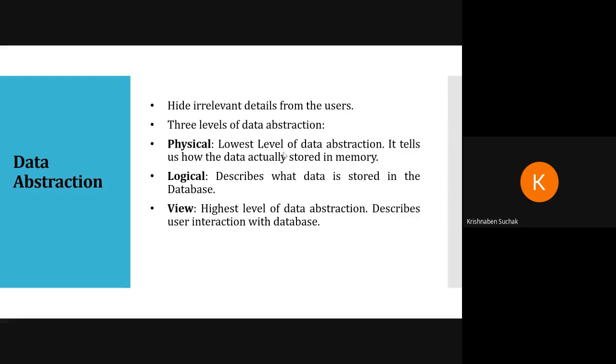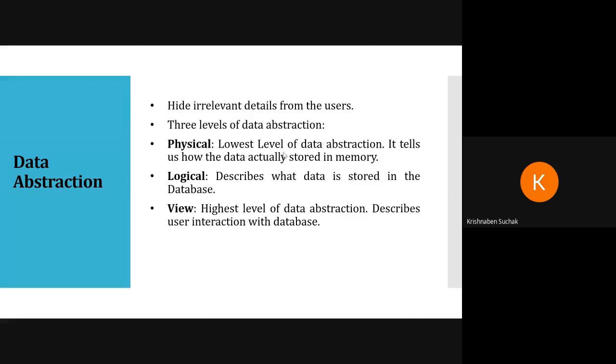Okay. So in data abstraction, there are three levels. First one is physical level. You can say physical level is the lowest level of data abstraction. It tells us how the data is actually stored in the memory. How data is stored into memory, it will show us in physical data abstraction. It will deal with the data structure in which data is going to be stored.